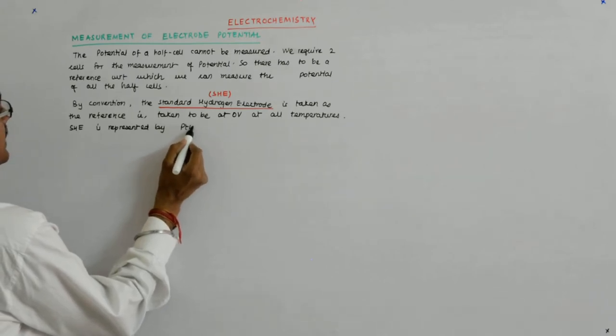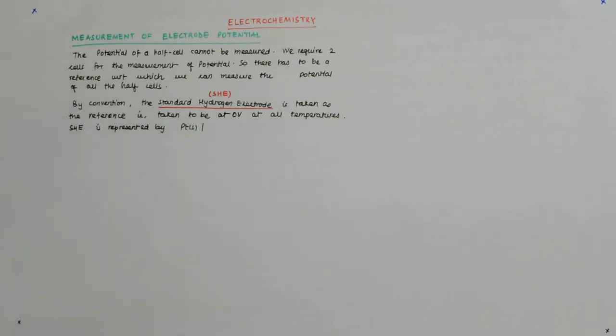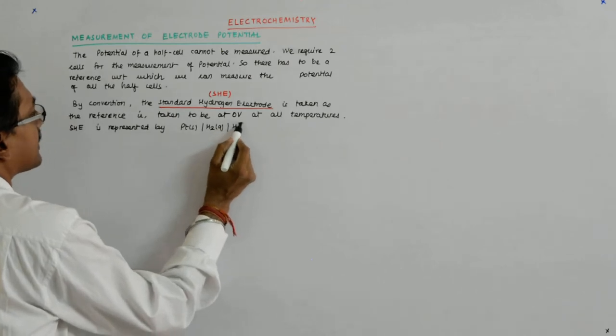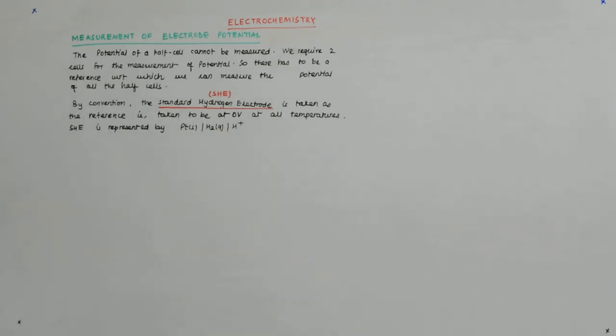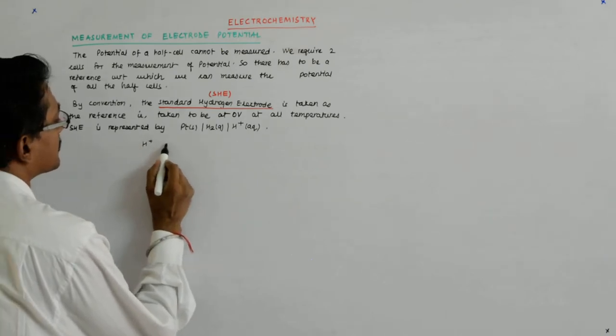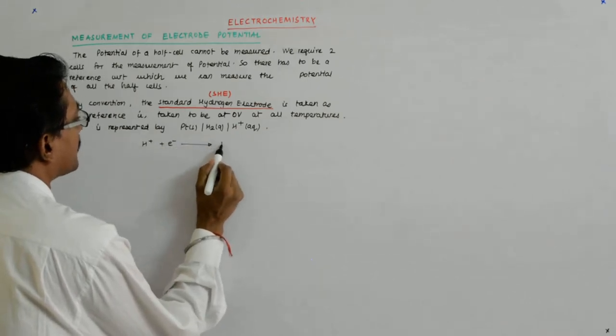It is represented by platinum, solid, H2 gas, and H plus aqueous. You'll soon understand why it is like that. The reaction that keeps on undergoing in this is H plus plus an electron giving you half H2.